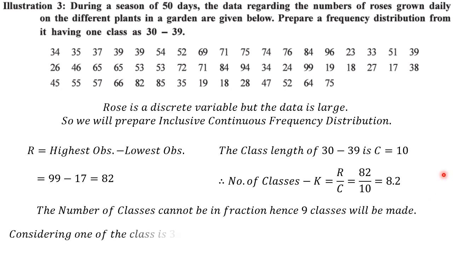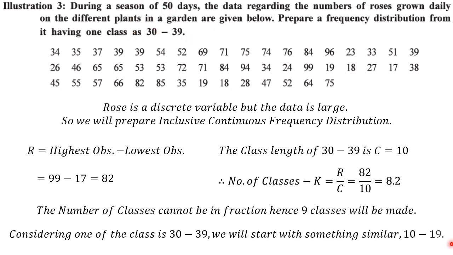We will consider that one of the classes given in the question itself is 30 to 39. So we will start with something similar, that is 10 to 19. Why 10 to 19? We have to include this minimum observation 17 in this pattern. So 30 to 39, before that it would be 20 to 29, and before that it would be 10 to 19. So we will follow the same pattern.